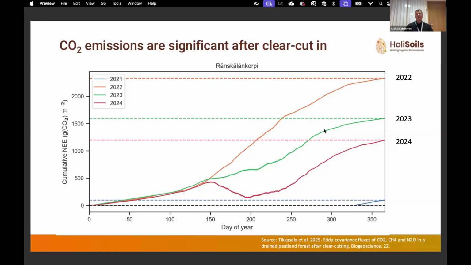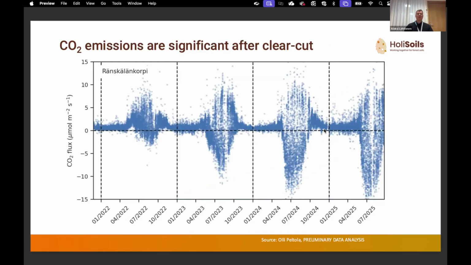Then if you look, clear cutting was done in 2021, and the cumulative net ecosystem exchange of CO2, here in grams of CO2, you can see that it's approaching zero. So we are 22, we had the highest, then 23 is less than that, and 24 even less. And then if you look at a time series of the CO2, we can see 22 on the left.